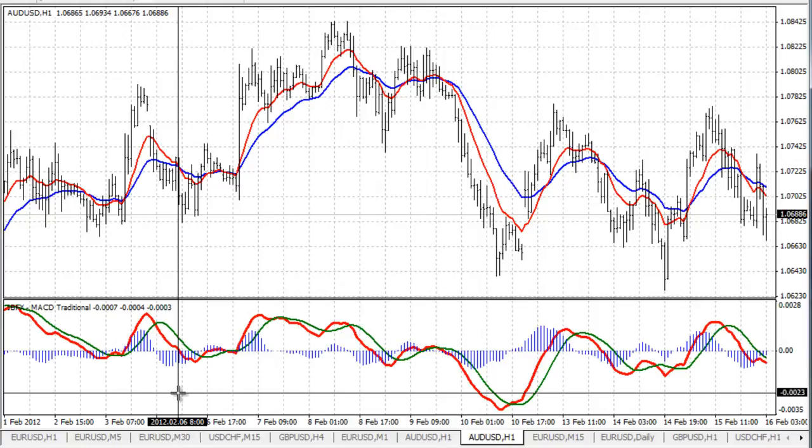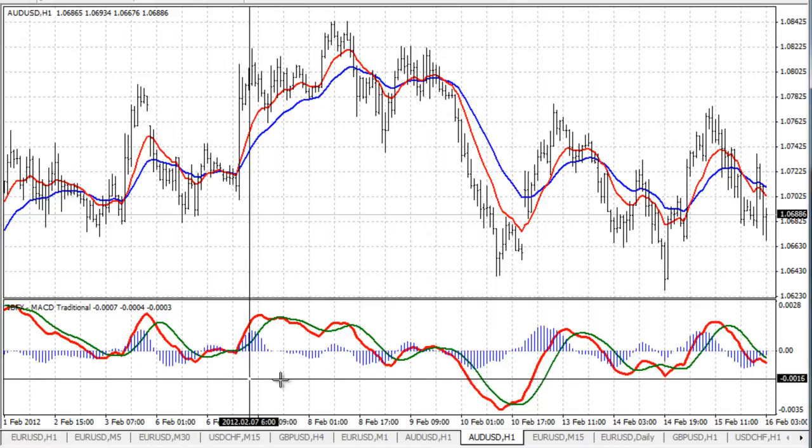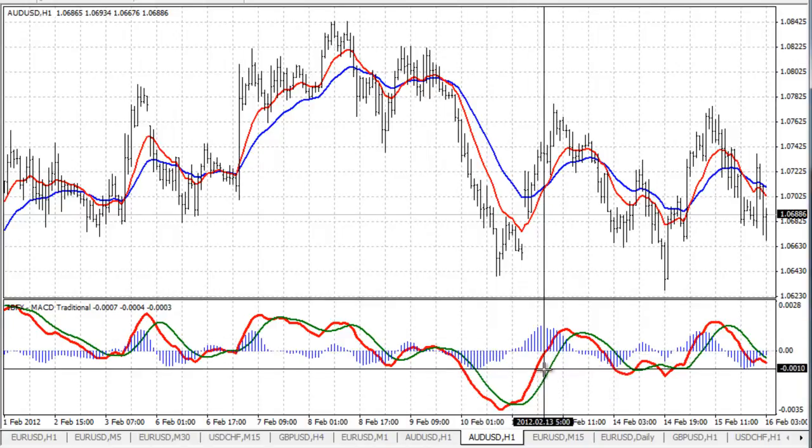So when the MACD moves from above the zero line to below the zero line, as it has at this point, that's regarded as a bearish move. When the MACD line crosses from below zero to above, that's regarded as a bullish move. So we have here quite a bullish move.